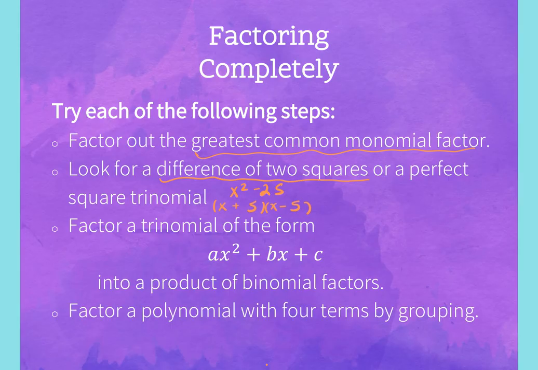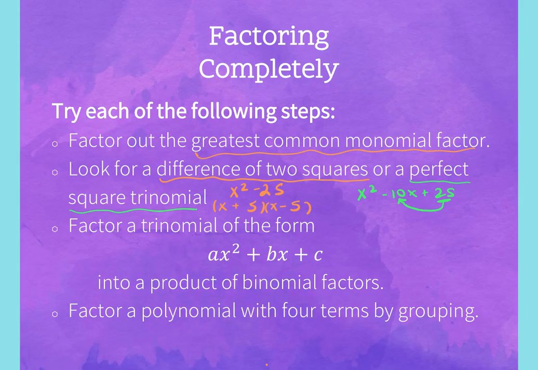All right, the next one is if there's three terms, we're looking for a perfect square trinomial. A perfect square trinomial is three terms in which the square root of the last term doubled gives you the middle term. We ignore the sign when we do the test, but 25 square rooted is 5, 5 times 2 is 10, and that's the middle term.